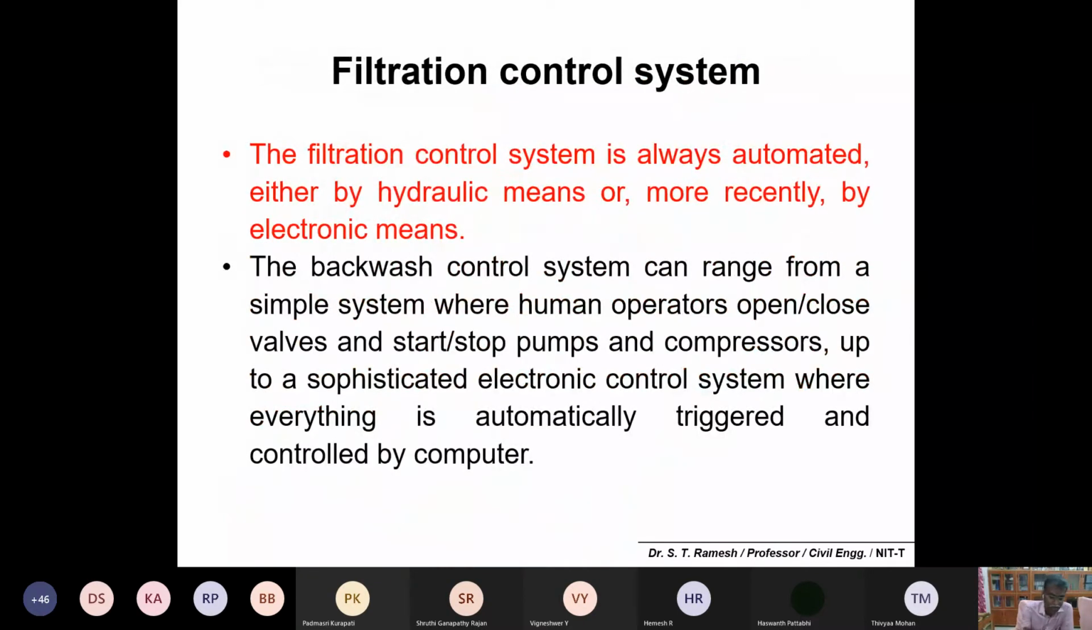Normally manual operation of the filter and also cleaning is very difficult. Normally it is controlled by a simple automated system, either by hydraulic means or by electronic means. Please make a note on this. Manual operation is somewhat difficult, to either open or close the valves of the inlet, outlet, or backwash. So it is connected automatically. It will sense automatically, and then you can use either hydraulic means or electronic means to control the total filter system.